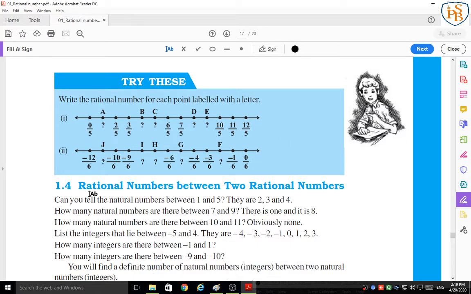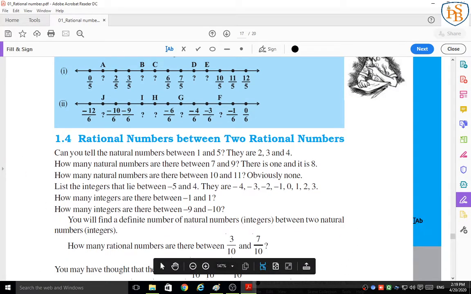The next point, a very important point related to our exam, is rational numbers between two rational numbers. Can you tell the natural numbers between 1 and 5? Yes, they are 2, 3 and 4. How many natural numbers are there between 7 and 9? There is 1, that is 8. How many natural numbers are there between 10 and 11? Obviously none.